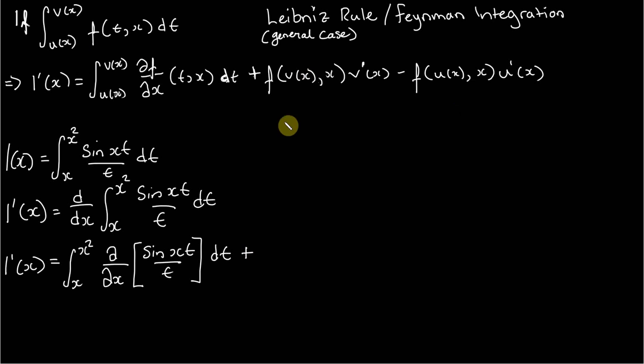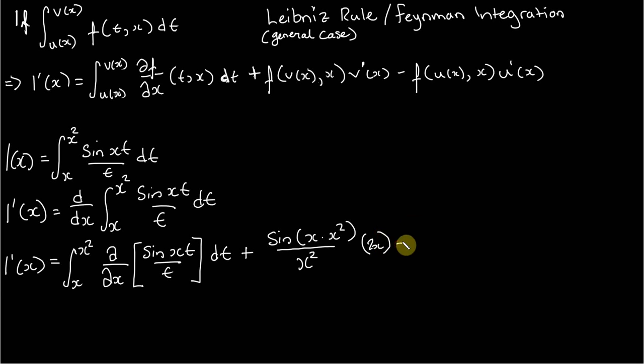So we're going to say plus. We need to substitute t for our upper limit of the integral, which is v(x), in this case just x squared. So what happens when we do that? In the numerator, we're going to have sin(x times x squared), and in the denominator, we substitute for t, that's x squared. Then we multiply all of this by v'(x), the derivative of our upper limit, which is x squared. If you take the derivative of that, you get 2x.